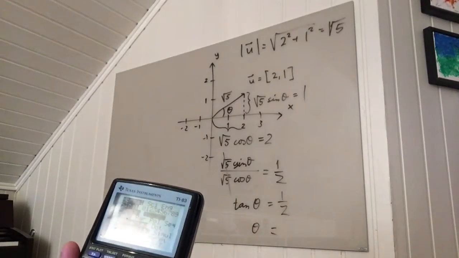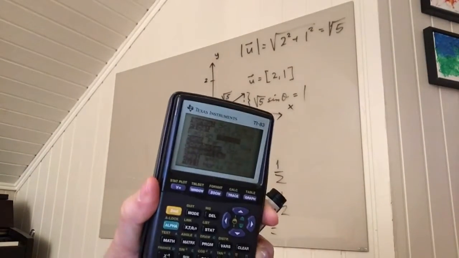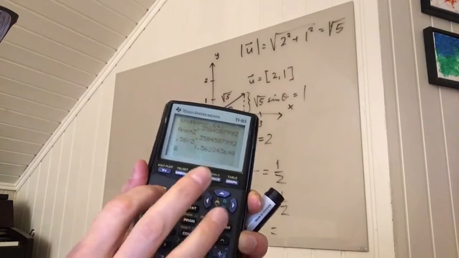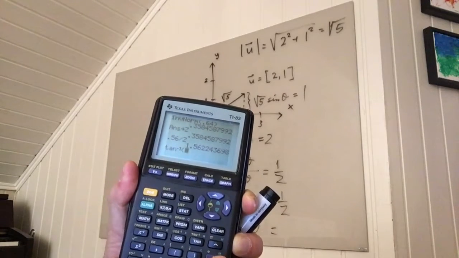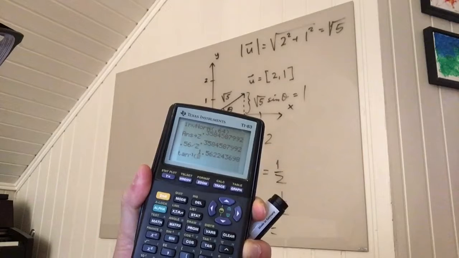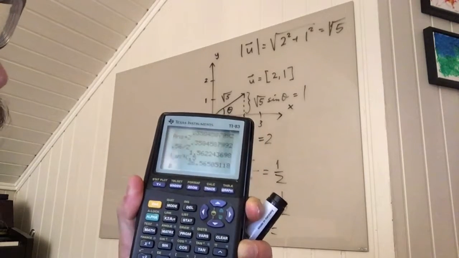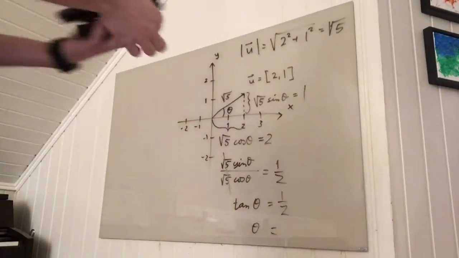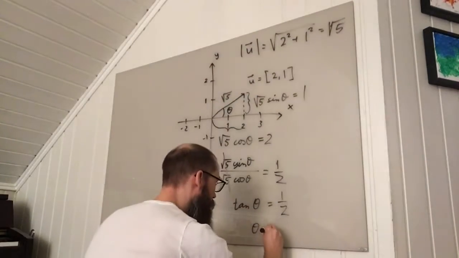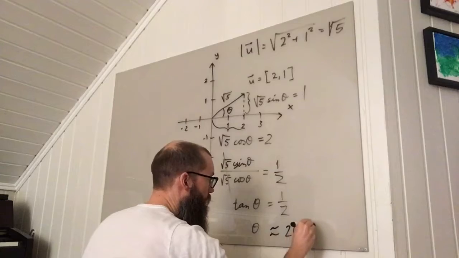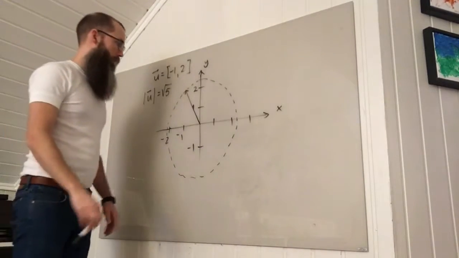I'll put it in degree mode and take tan inverse of 0.5. That would be 26.6 degrees. So approximately 26.6 degrees. Let's look at another example.